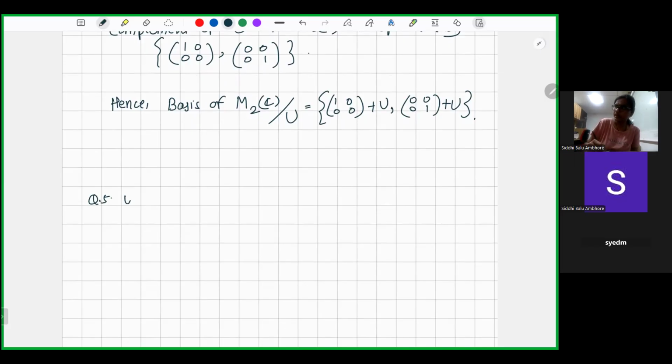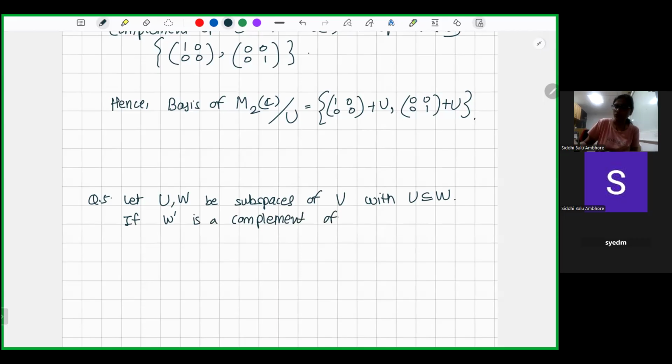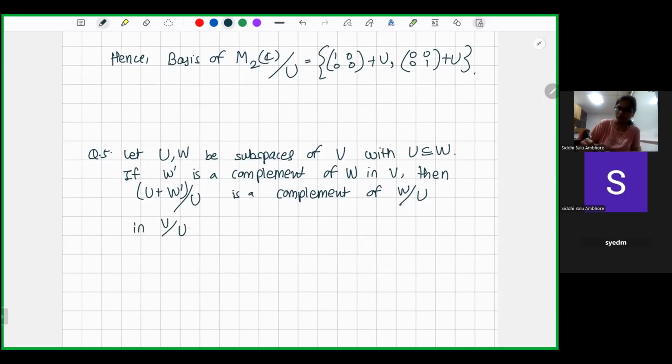Question 5. Let U and W be subspaces of V with U contained in W. And if W dash is a complement of W in V, then (U plus W dash) quotiented by U is a complement of W quotient U in V quotient U, which is isomorphic to W dash. This is the question.